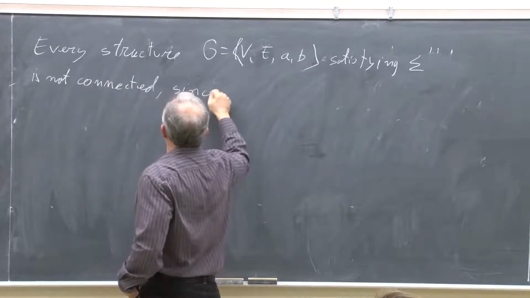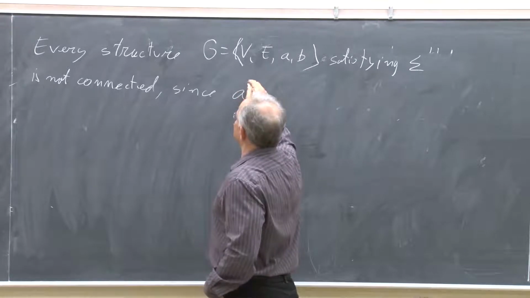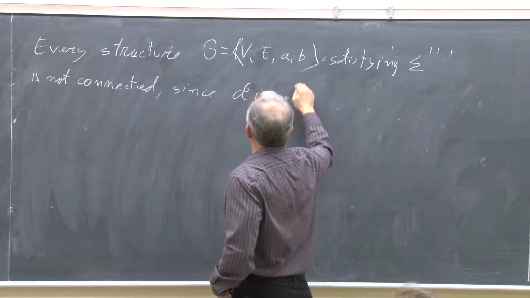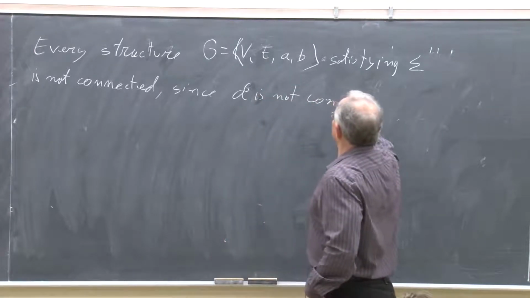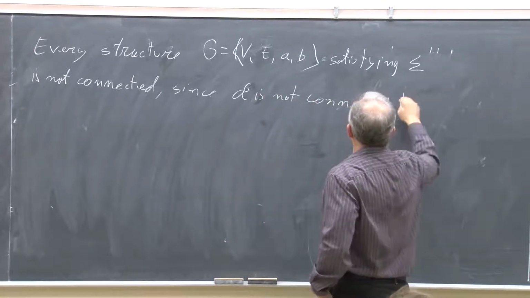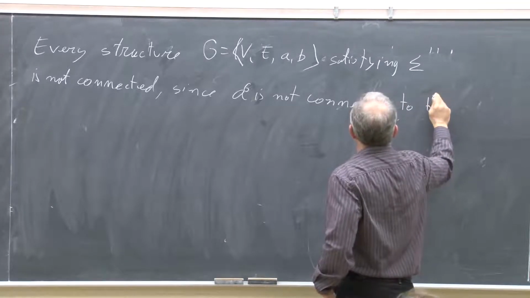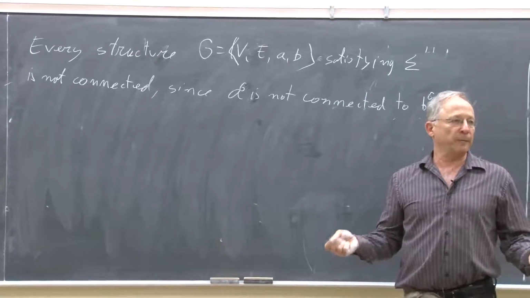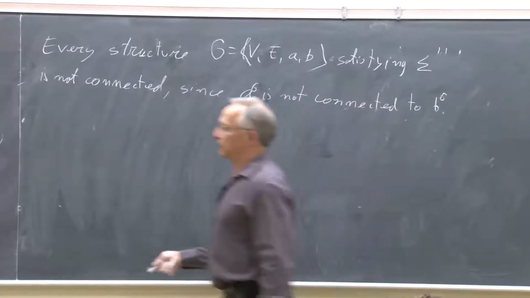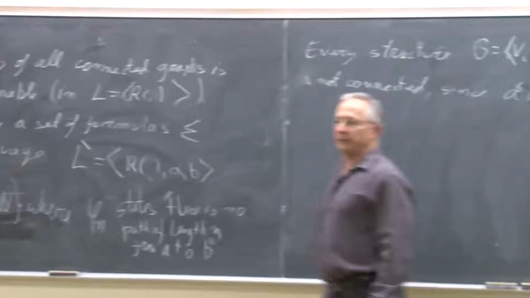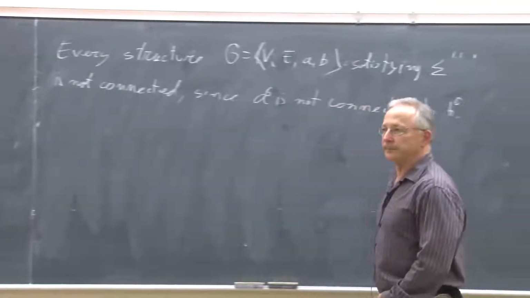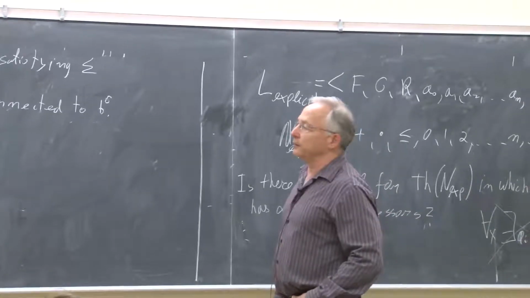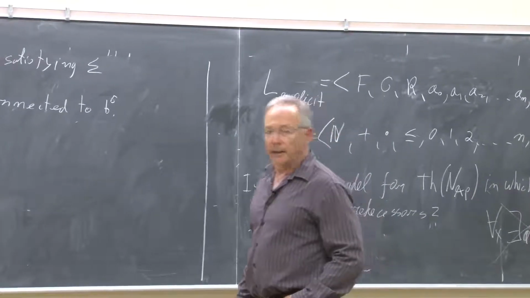Since A in this structure is not connected to B in this structure. For every n, if there was a path, this path would have been of some length n. But phi n states there is no path of length n between these two. So every structure for this sigma is not connected.